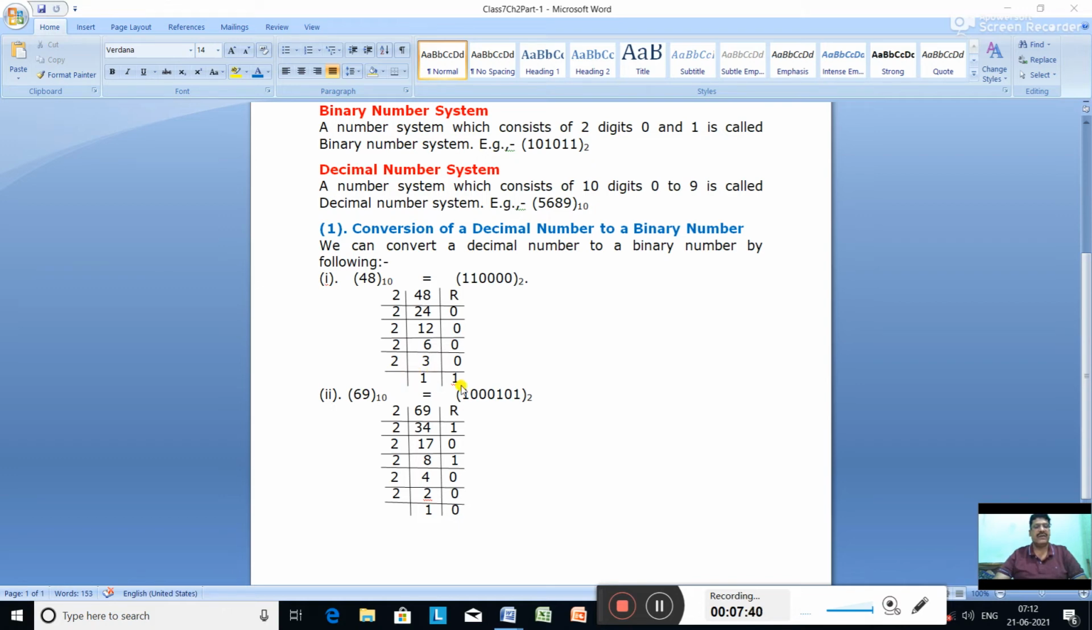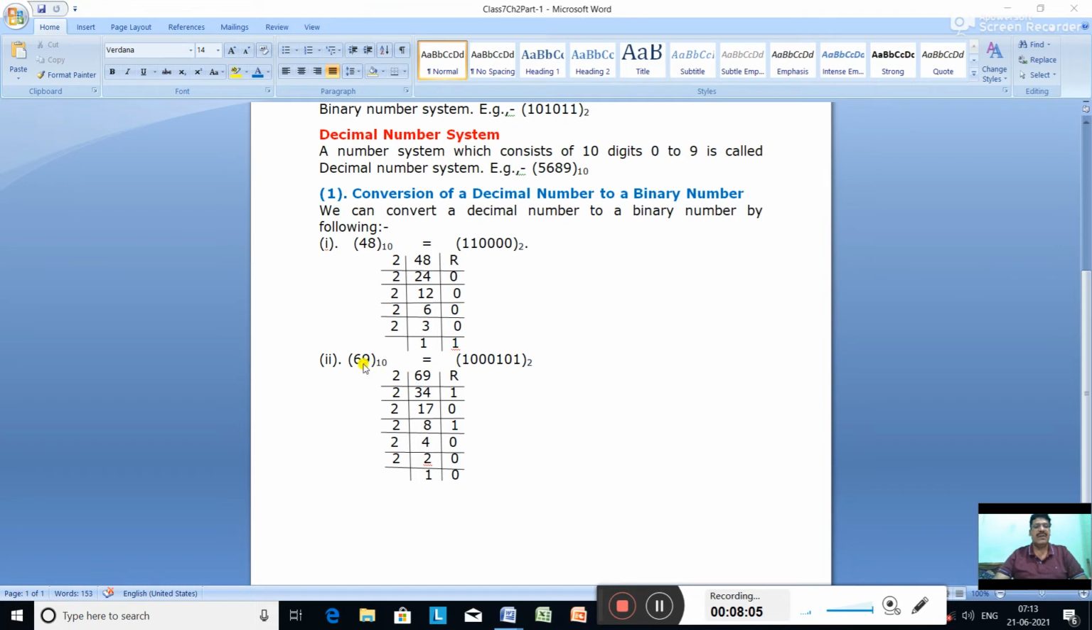3 minus 2, 1. Now write all the digits from this last remainder till up. So this is 1, 1, 0, 0, 0, 0. We have to write it from the MSB to LSB. So write from here 1, 1, 0, 0, 0, 0. So it is the binary equivalent of 48. What is the binary equivalent of 48? 1, 1, 0, 0, 0, 0.